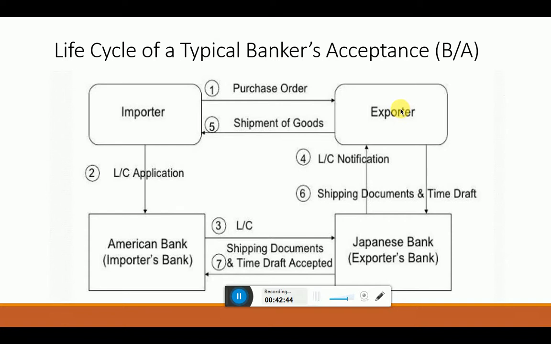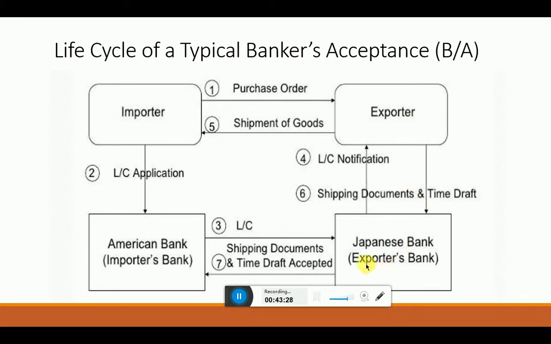That is number one. Number two step is that the importer orders his bank to issue a letter of credit to the exporter's bank. So the bank receives the order and then the application for the letter of credit. Then the importer's bank issues a letter of credit to the exporter's bank, who is in Japan. When it receives this, the bank in Japan gives a notification to the exporter, right? Then the exporter issues the shipment, right?